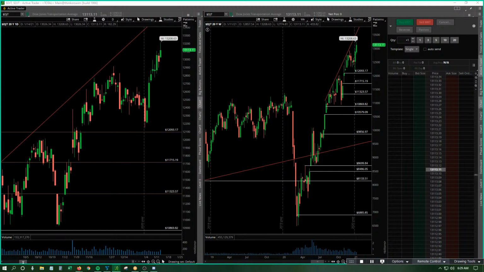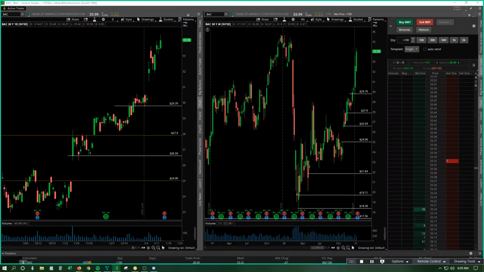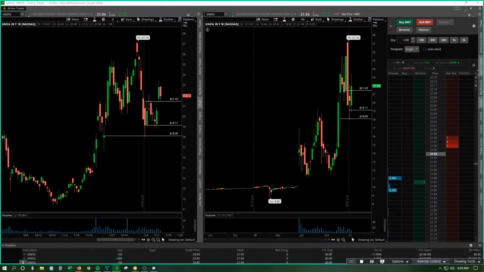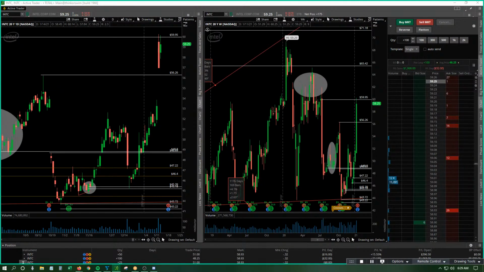So we'll see. We may be in store for a little pullback going into the weekend. He's not doing anything. Look at Intel, 59. He's gonna open lower, I think, as well.